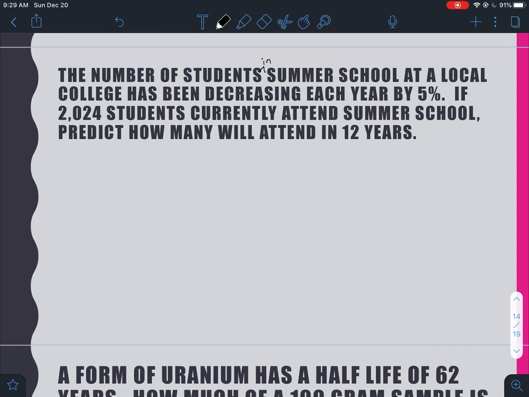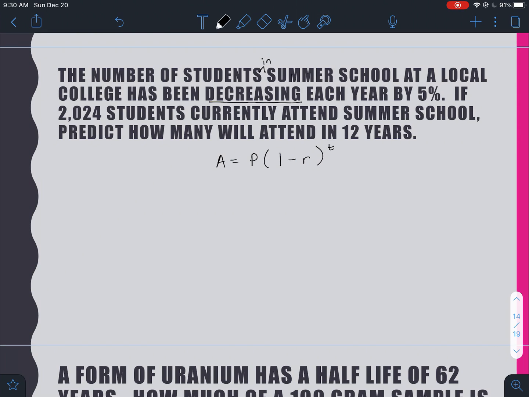All right, let's look at another one. The number of students in summer school at a local college has been decreasing, so that means we're going to subtract the rate each year by 5%. If 2,024 students currently attend summer school, predict how many will attend in 12 years.